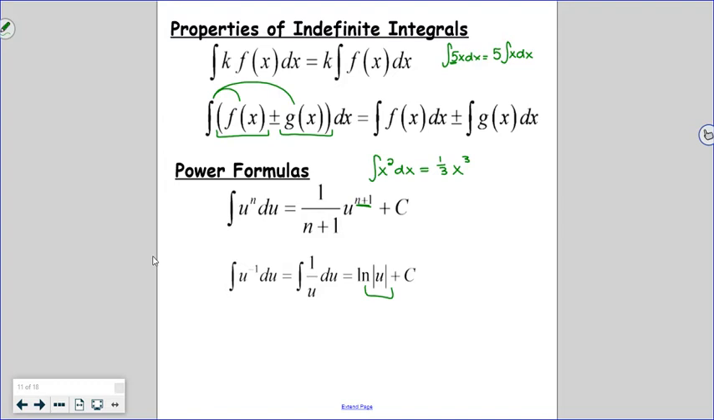And with everything on our indefinite integrals, plus C. Any questions on any of those rules?